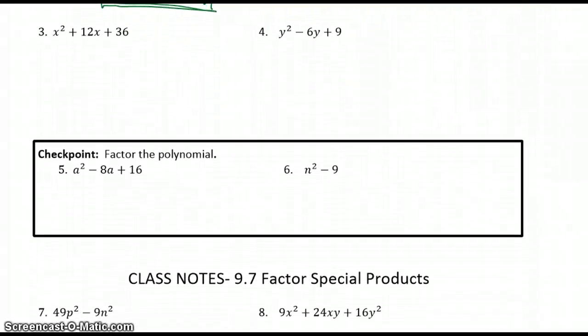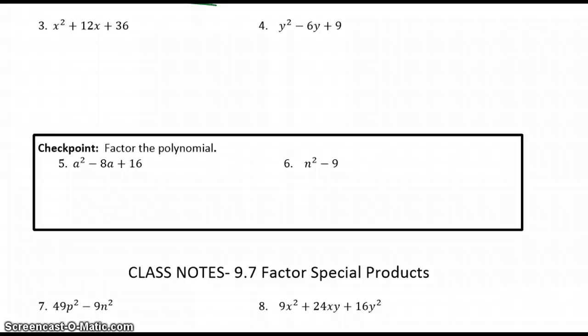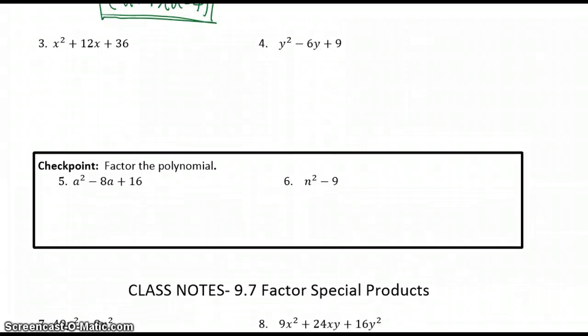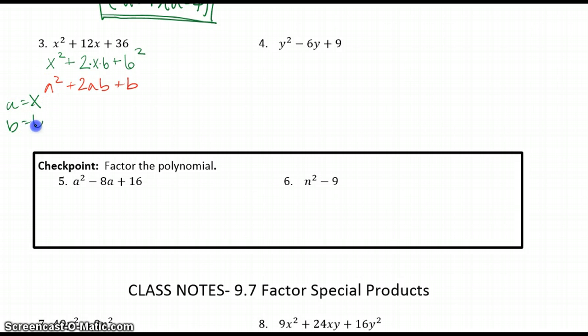Number 3. We have x squared plus 12x plus 36. We can rewrite this as x squared is just going to be x squared. Our last term, 36, is the same thing as 6 squared. So our middle term, we want to get using that 6 and that x, is the same as x times 6 times 2 will give us 12x. So we can see this is in the form of a squared plus 2ab plus b squared, where our a is equal to x and our b is equal to 6.